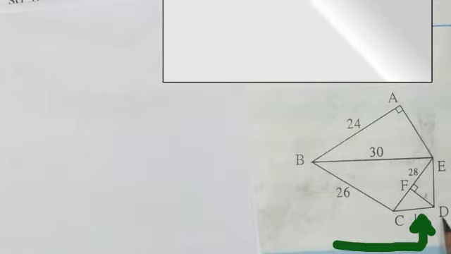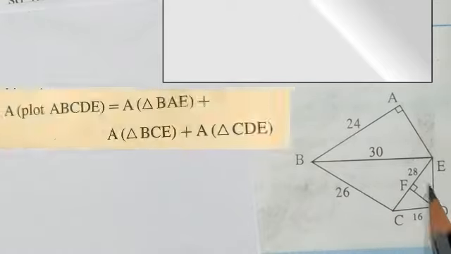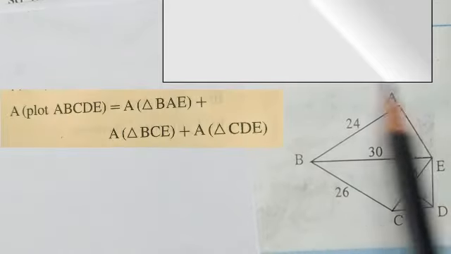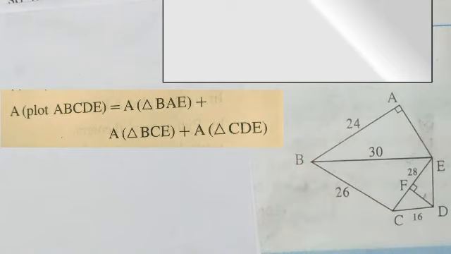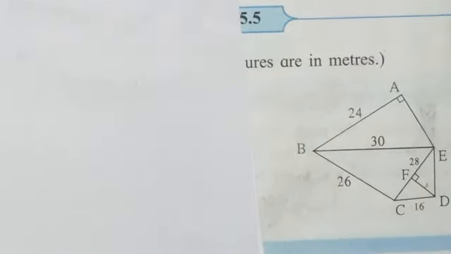So yes, this is also a right angle triangle, so you can use the formula 1 upon 2 into base into height. So CE is the base, which is 20 meter, and FD is your height. So that height is 16 meter. So at last you have to do the addition of these 3 sections to find out the area of the whole plot. Okay students, so this sum you have to solve on your own.